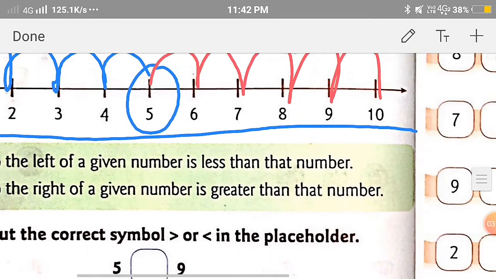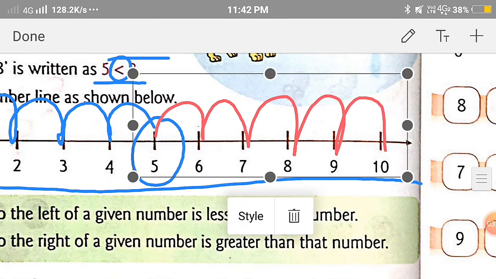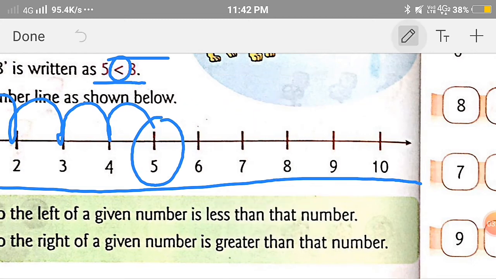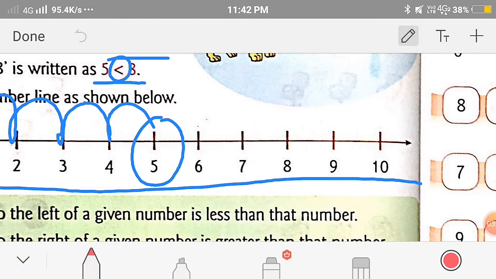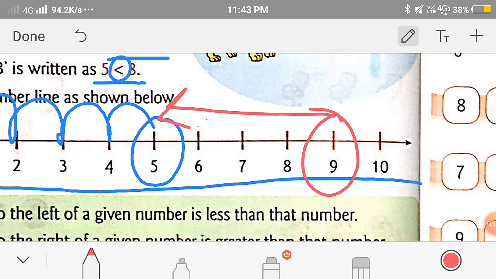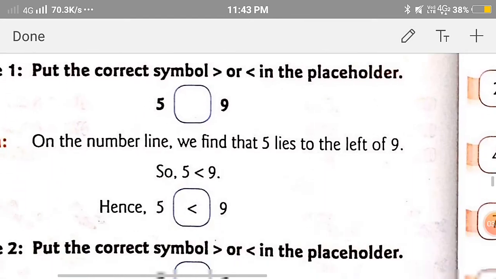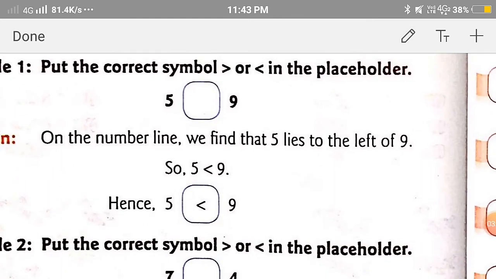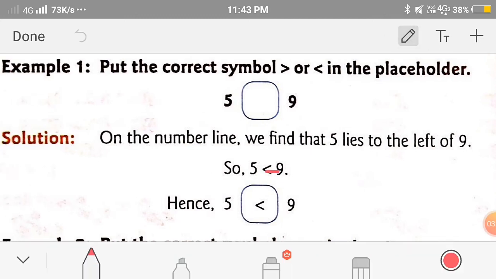As you can see that 5 is on the left side of 9. 9 is this number and 5 is on the left side of 9. So 5 is less than 9. So we have put less than symbol. As you can see, this symbol of less than. Now see the next one.